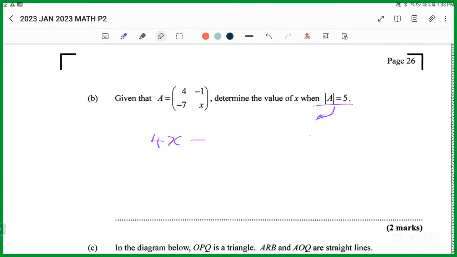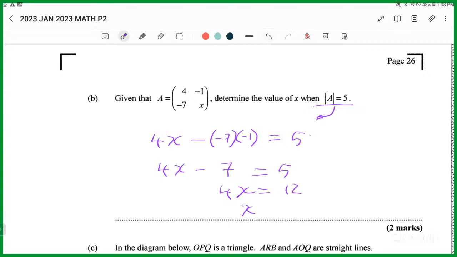I want to put it like this. Bracket, negative 7 times negative 1. That's all equal to 5. This becomes that 7. So 4x minus 7 equals 5. This comes over here, after that gives me 12. So I'm getting 4x equals 12. Divide by 4, x is equal to 3. X is equal to 3.